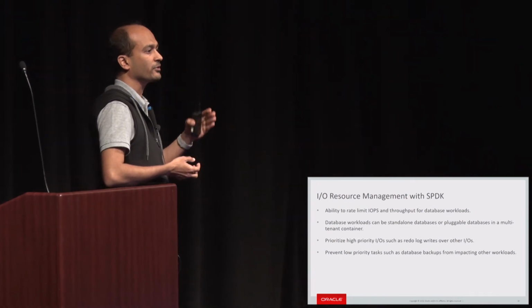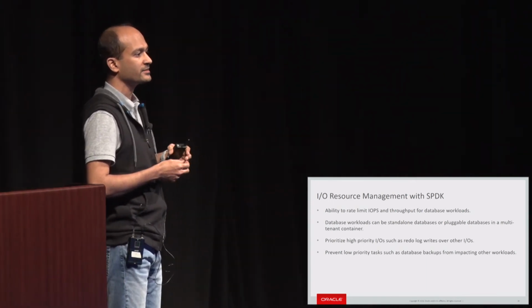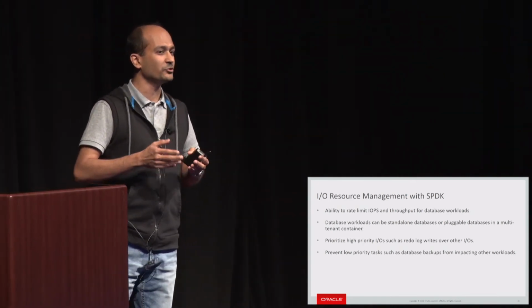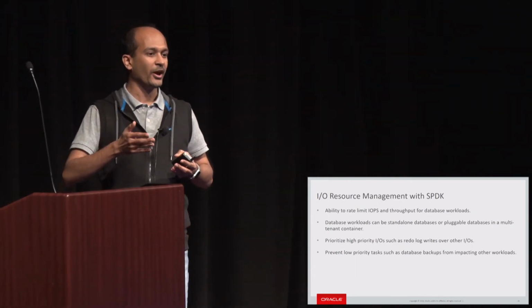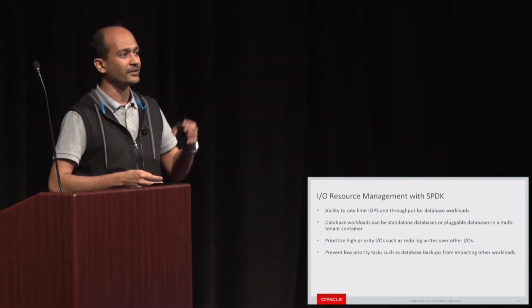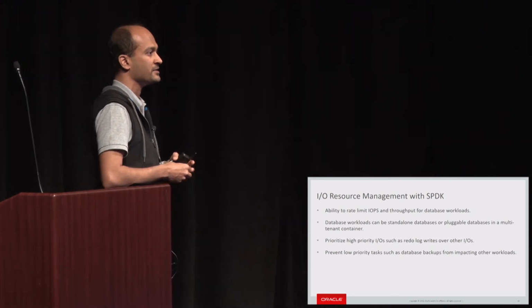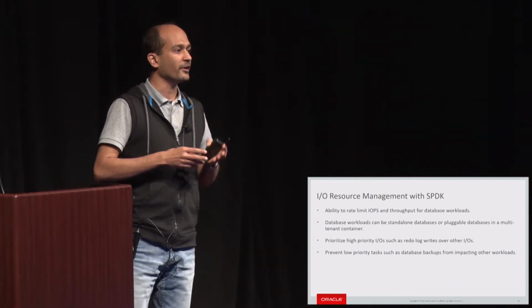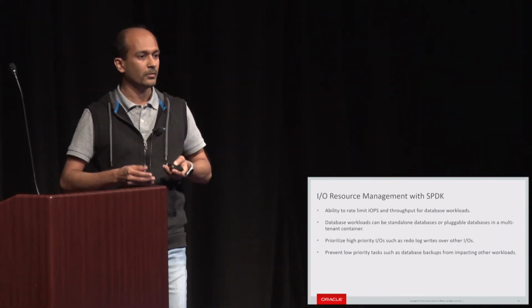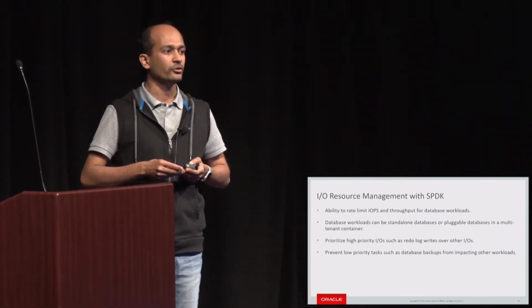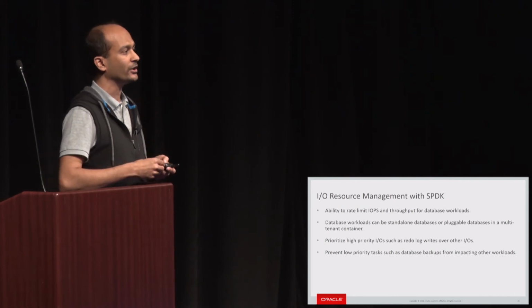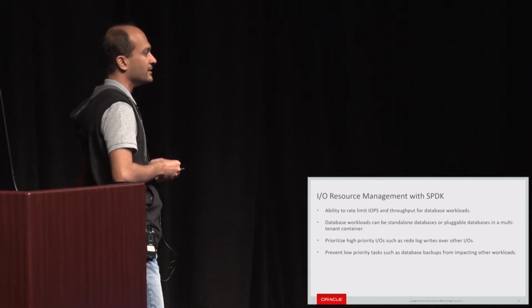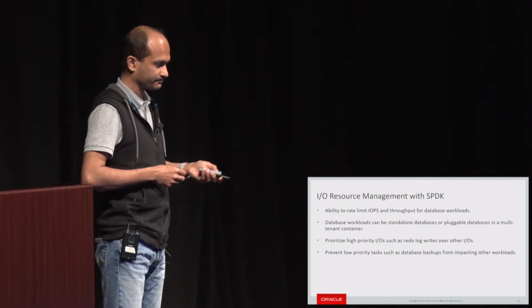Within a single DB, you can have higher priority and lower priority tasks. If you're doing a database backup, that's usually high volume, but low priority. You don't want that to impact other higher priority tasks such as a log writer and so on. So we would want some kind of an ability to prioritize these latency sensitive IOs and prevent high volume IOs from impacting the latency for some of those.